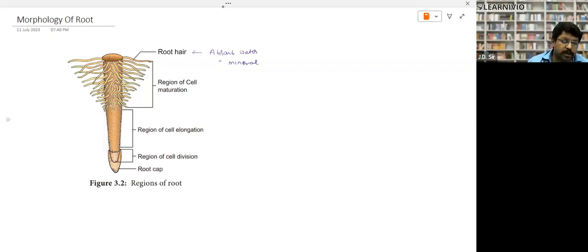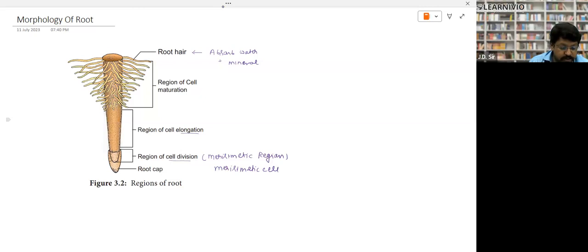Then there is a region of cell elongation. Here the cells get enlarged. There is a region of cell division. Here the cells keep on dividing, right? The dividing cells are known as meristematic cells. So we can say this is the meristematic region, where the meristematic cells are found. What is the property of meristematic cells? Meristematic cells are those cells which keep on dividing throughout their lifetime. This region is made up of very soft kind of cells.